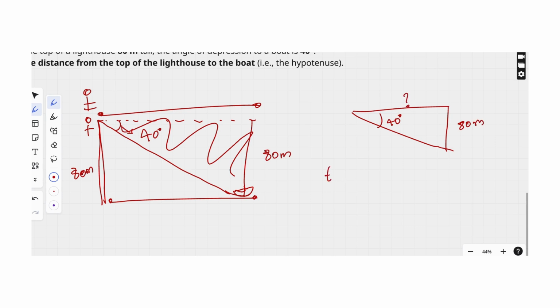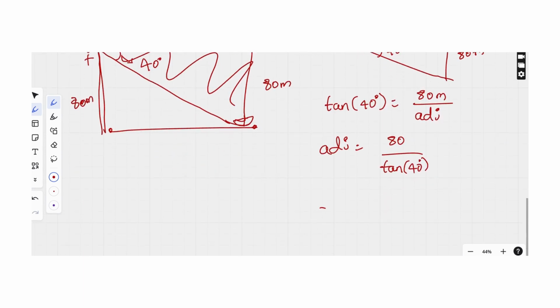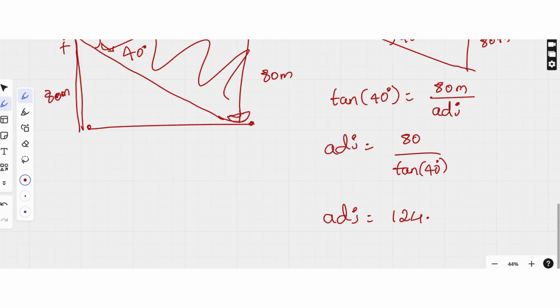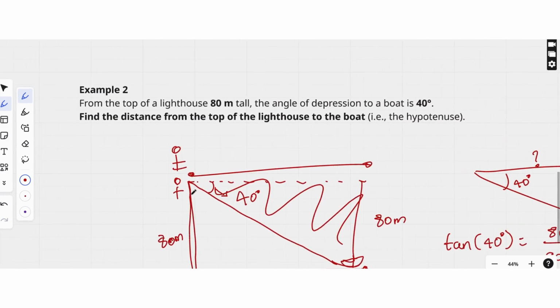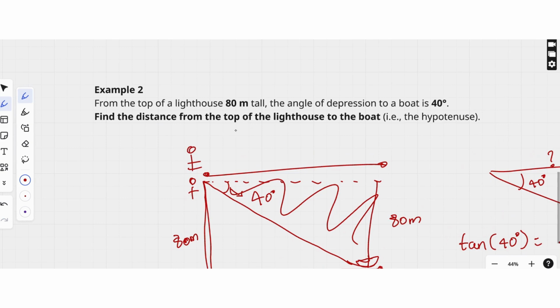I'm going to make use of tan again. Tan of 40 degrees equals opposite, which is 80 meters, over adjacent, which I don't know. So I'm going to do this: adjacent equals 80 divided by tan 40. And if I solve it further, I'm going to get the length of the adjacent side as 124.41 meters. And that's going to give us the distance from the top of the lighthouse to the boat.